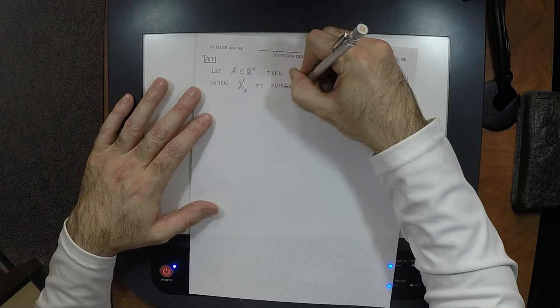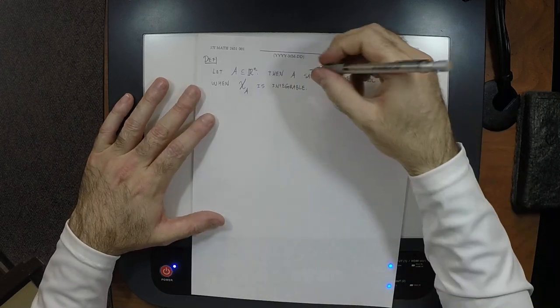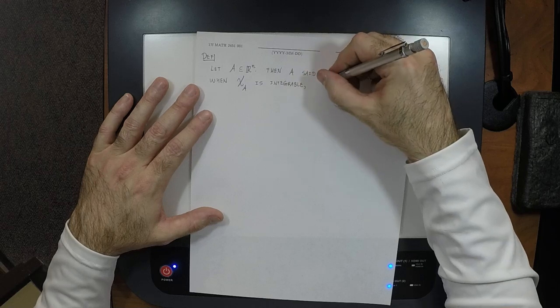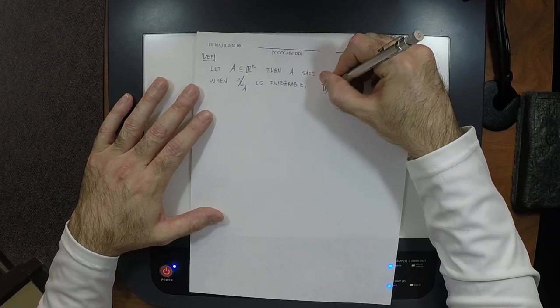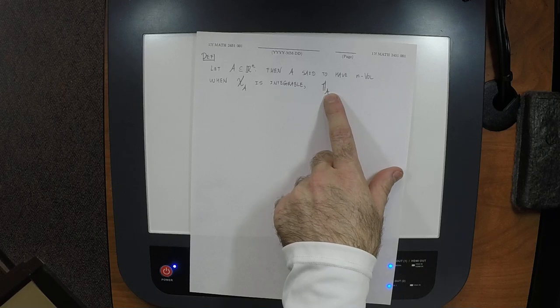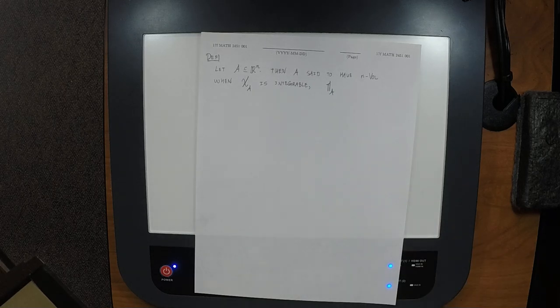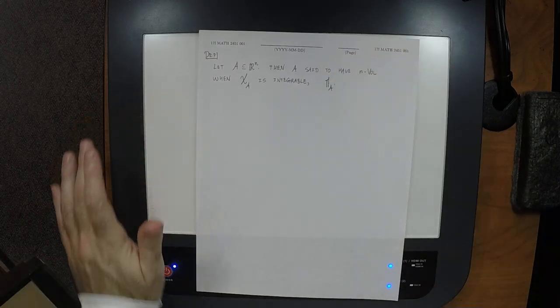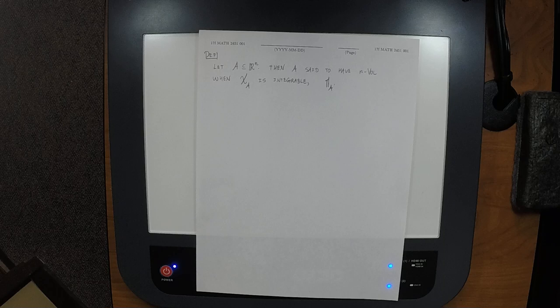So now, that being said, this book writes the characteristic function as a fancy 1. So just like you have a blackboard bold R to mean the reals, this is a fancy 1 for the characteristic function. Okay. So what we're saying is that an n-cube has volume, a little bitty cube. It'll be the product of all its dimensions. So in R1, it's length, and R2, its area, etc.